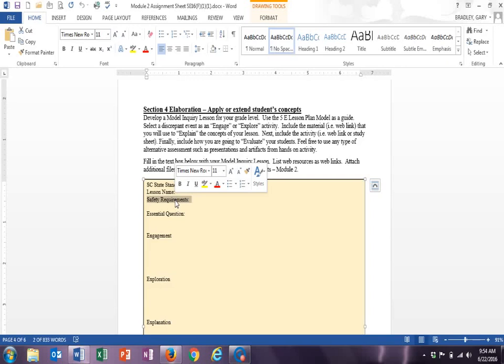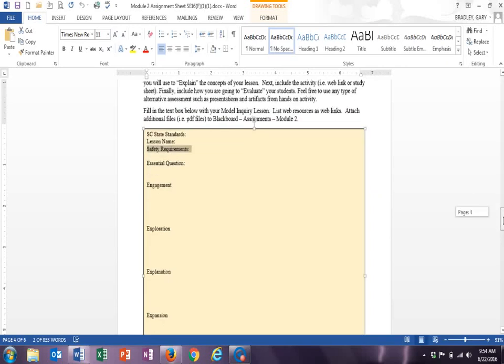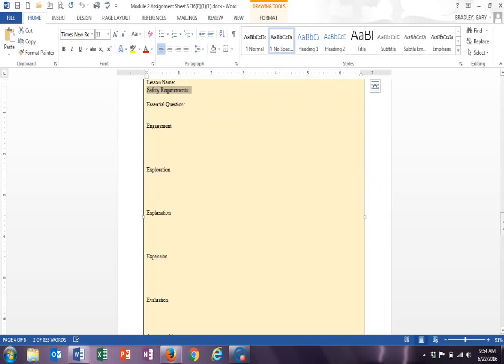Engagement, exploration, explanation, then expansion. I got those backwards. And of course, finally, your evaluation. How are you planning to evaluate your students? I know that there is some space here, and if you want to keep writing with that, just extend that window more. Keep talking, keep writing there. That's just fine.